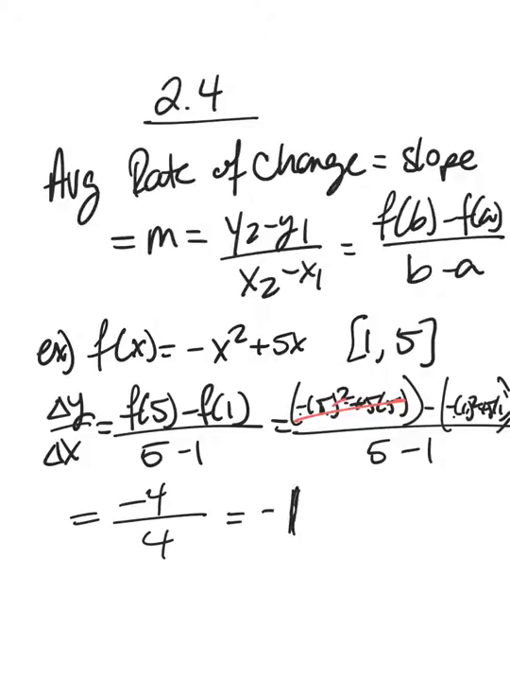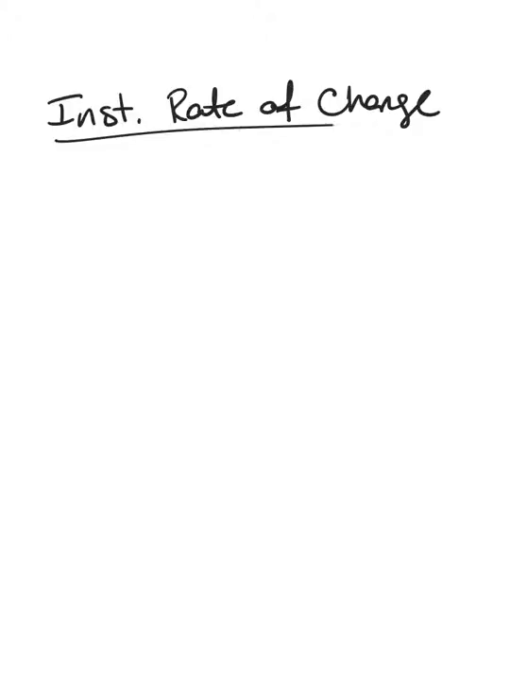Very straightforward. The thing is, instantaneous rate of change. Instantaneous rate of change is slope at one point.